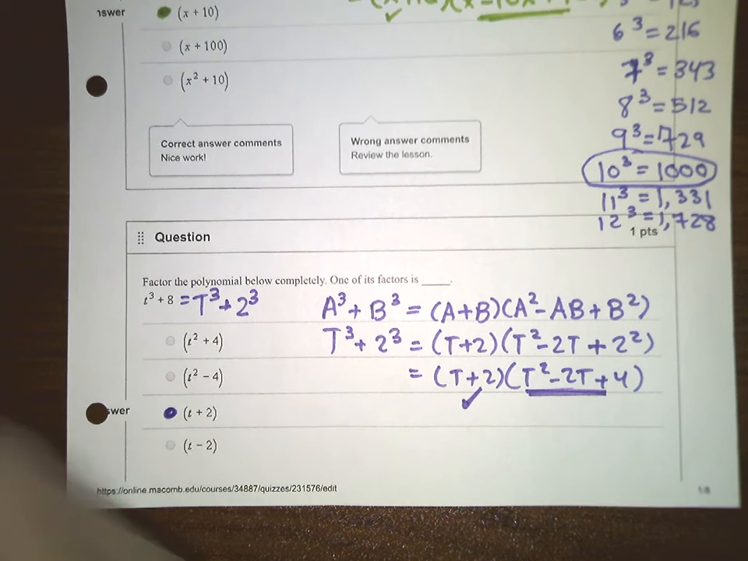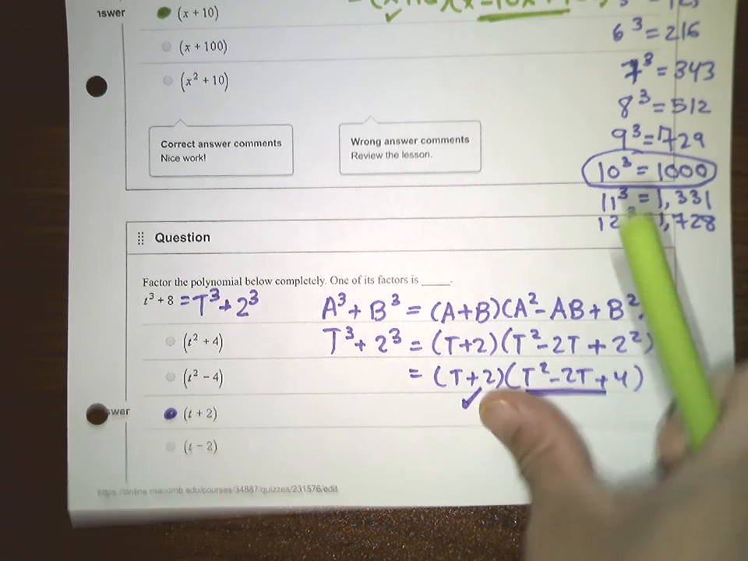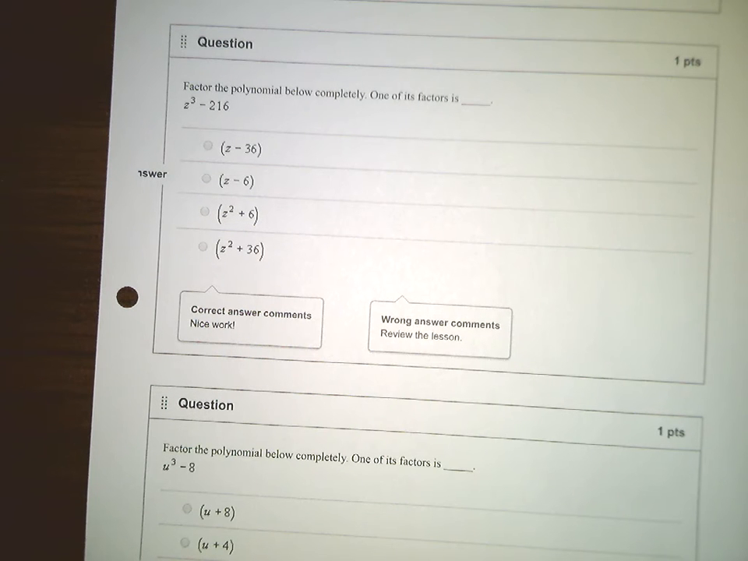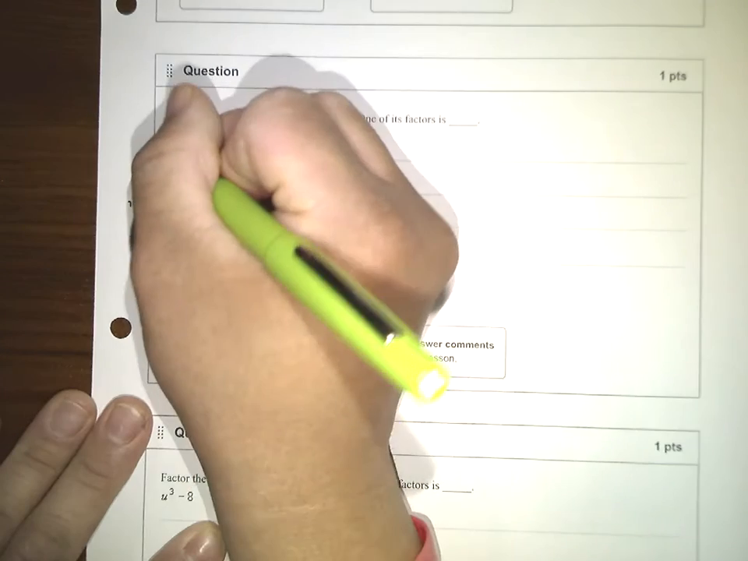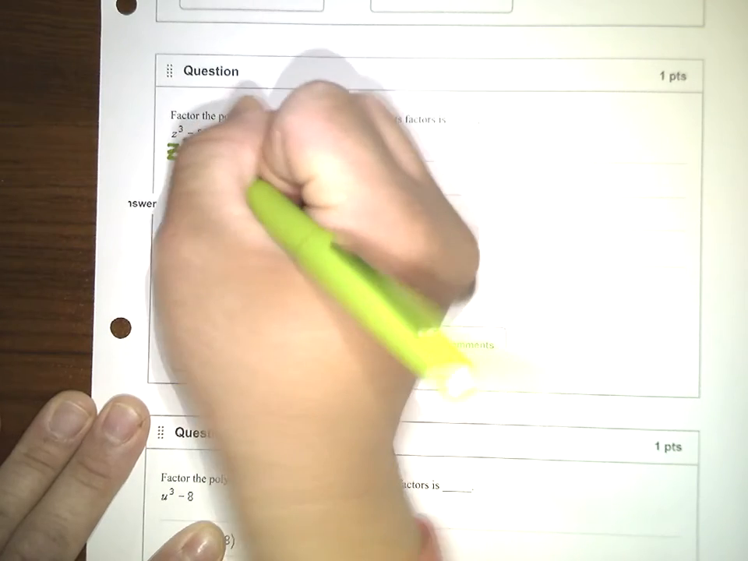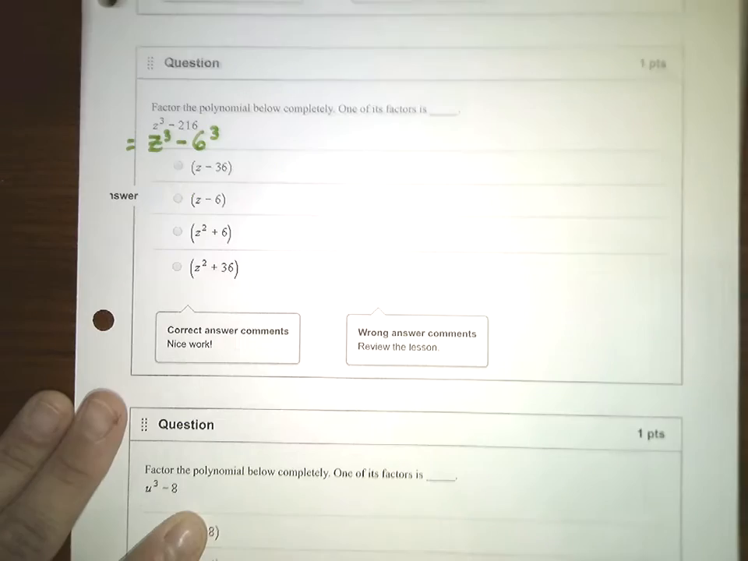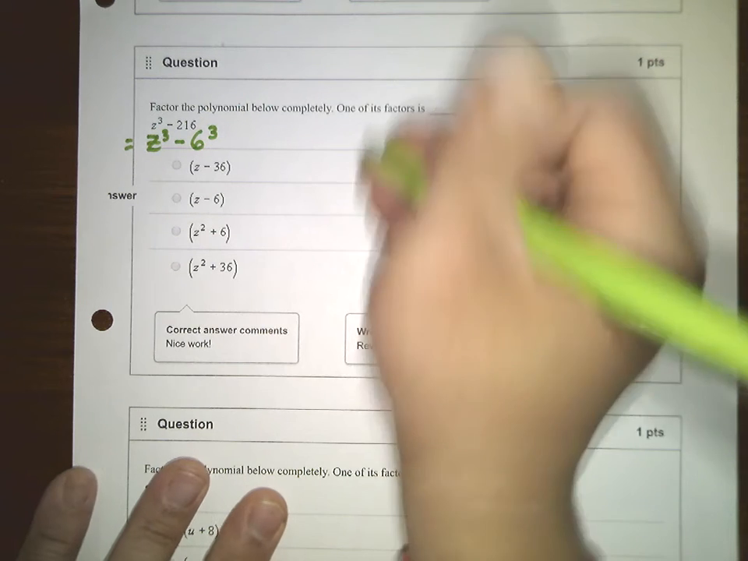Let's try another great example today. All right, don't delay. Let's factor today. So what do we have here? We have z to the third minus 216. So 216, that was 6 to the third power. So we have z cubed minus 6 cubed, but this one is minus.